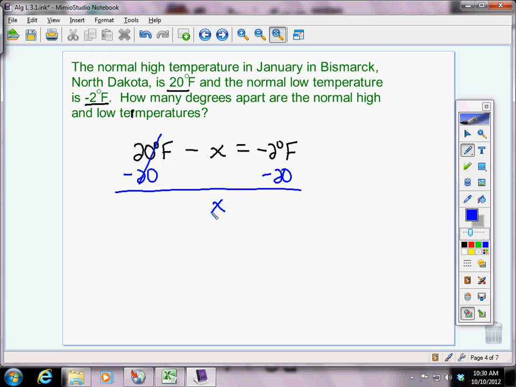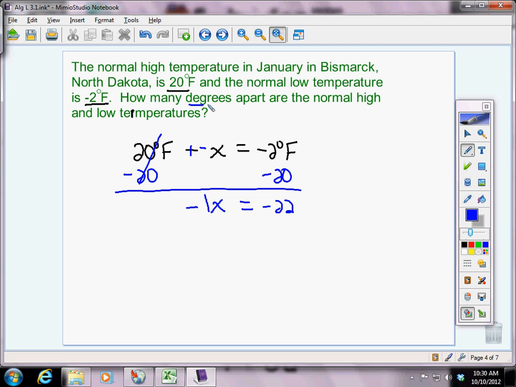We bring down our x, but notice here it was minus x. We can't forget about that minus sign. Or if you want to think of it in terms of keep, change, the negative sign or the negative 1, however you want to do it. Bring down your equal sign, and then negative 2 minus 20, or negative 2 plus a negative 20, will be negative 22.